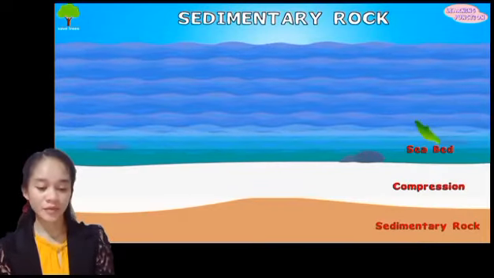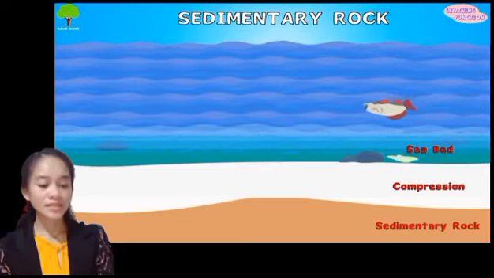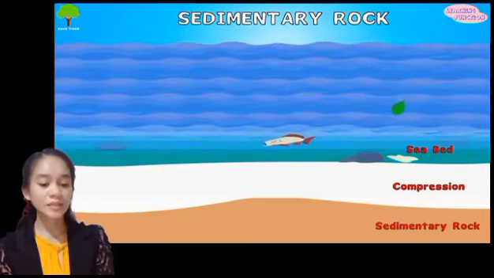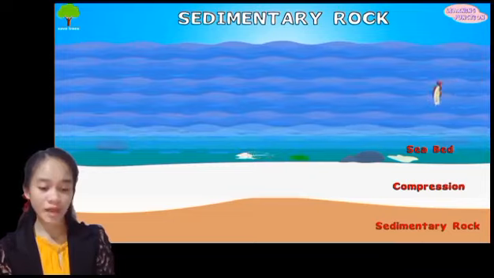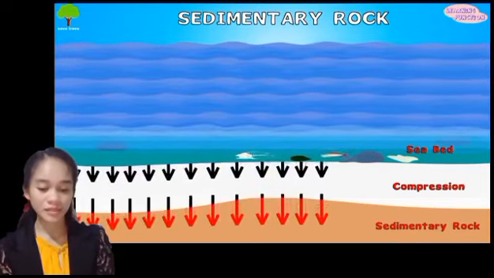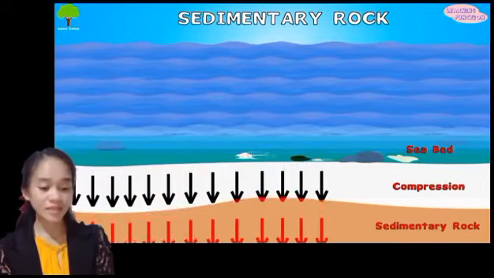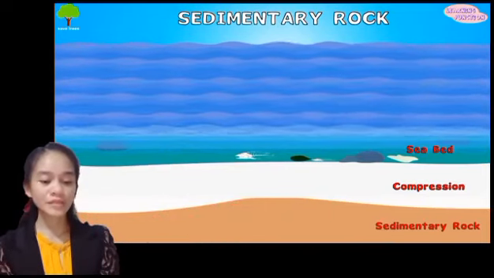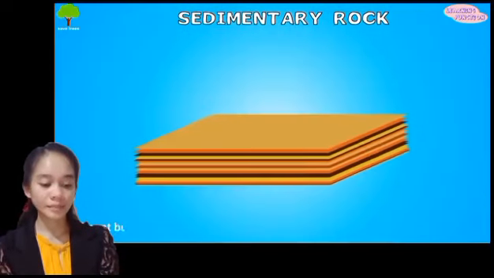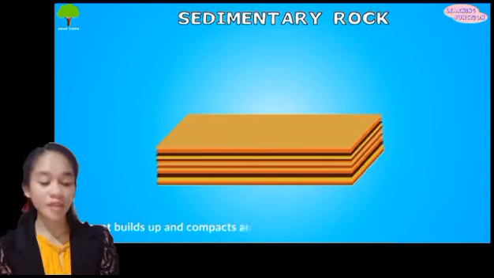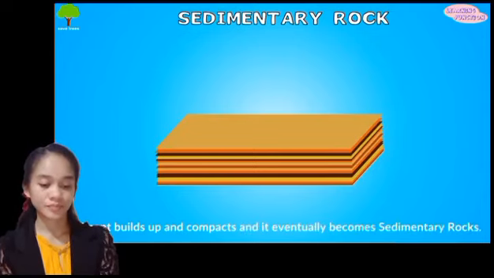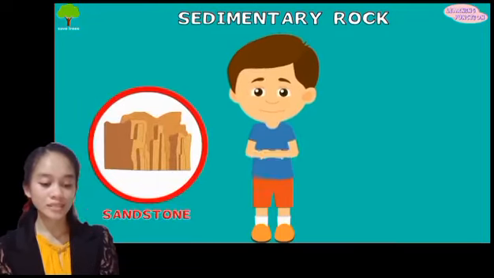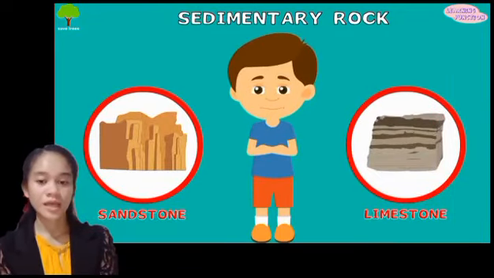Another type is sedimentary rocks. They form when sediment compresses. Sediment is comprised of tiny rocks, plants, and dead animals. They reach the sea and stay on the sea bed. Over millions of years, more and more sediment builds up and compacts, and it eventually becomes sedimentary rock. Examples are sandstones and limestones.